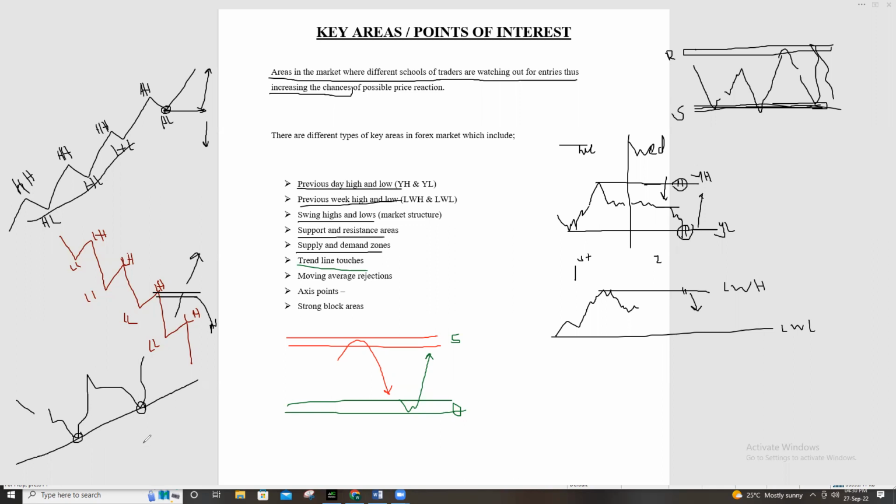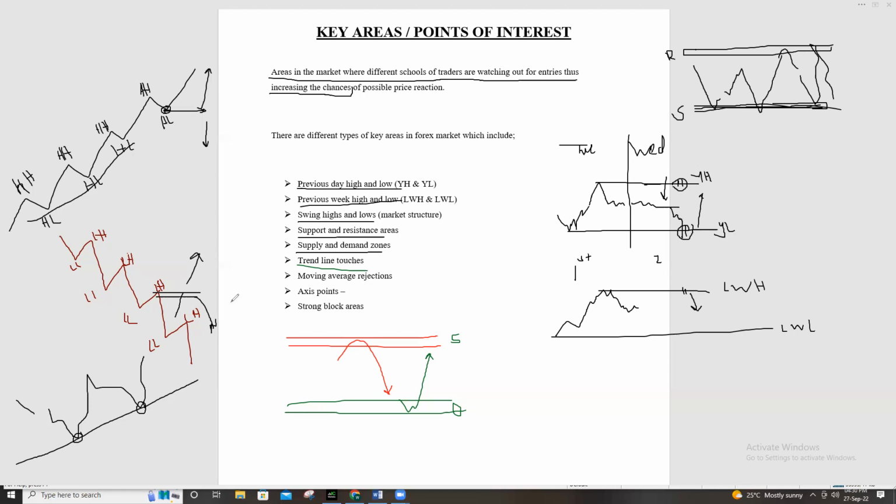Why are these points of interest? Because at some point, if you go to a lower time frame, there will be a change of market structure with every touch. That is a touch on the higher time frame. Be very keen on this point. If you're making notes, write this. On the higher time frame, each touch on your trend line should give you change of character or change of market structure on the lower time frame. That is what makes it a point of interest.